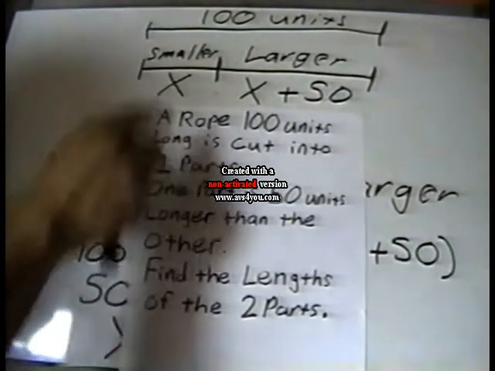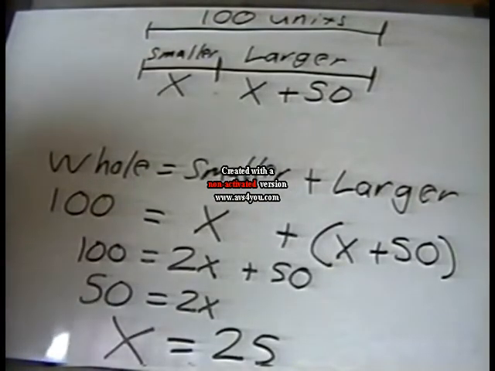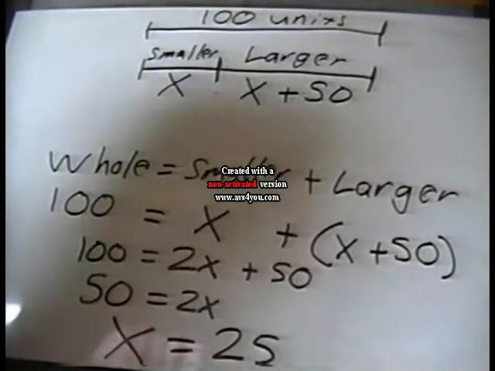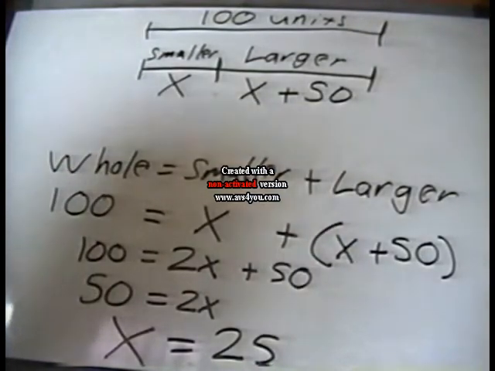This answers the question. It says a rope is 100 units long, is cut into two parts. One part is 50 units longer than the other. Find the lengths of the two parts. And this is how we found the length of the two parts.